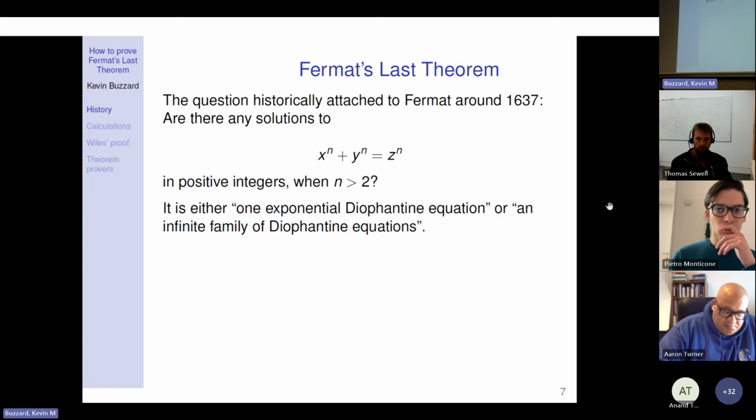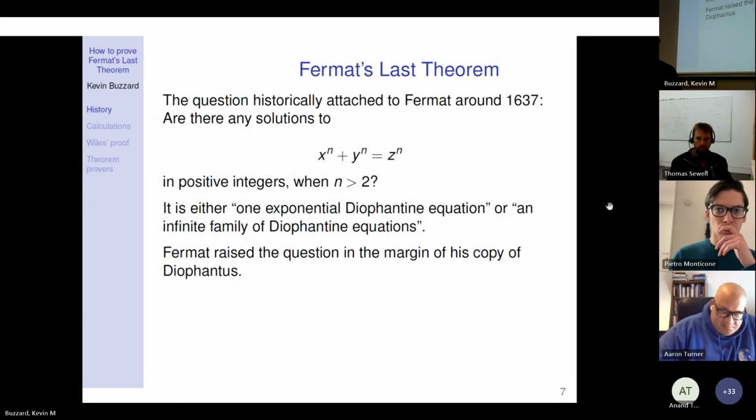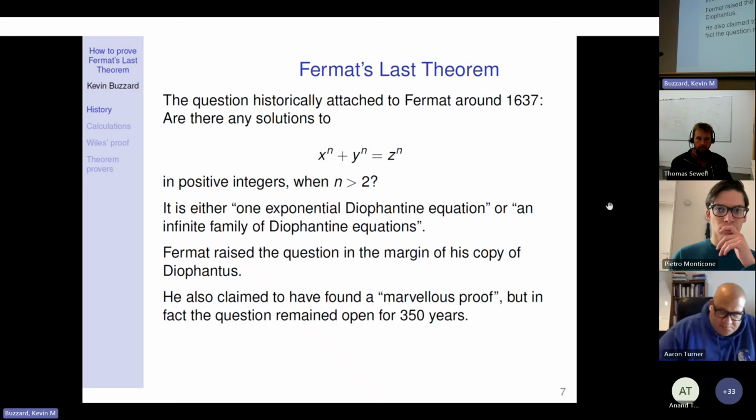You can generalize what you mean by a Diophantine equation. But I would imagine that someone could have explained to Diophantus that question. So Fermat had a copy of Diophantus's volumes, and he raised the question in the margin of his copy, and he also wrote that he found this marvelous proof, but no one ever found it.